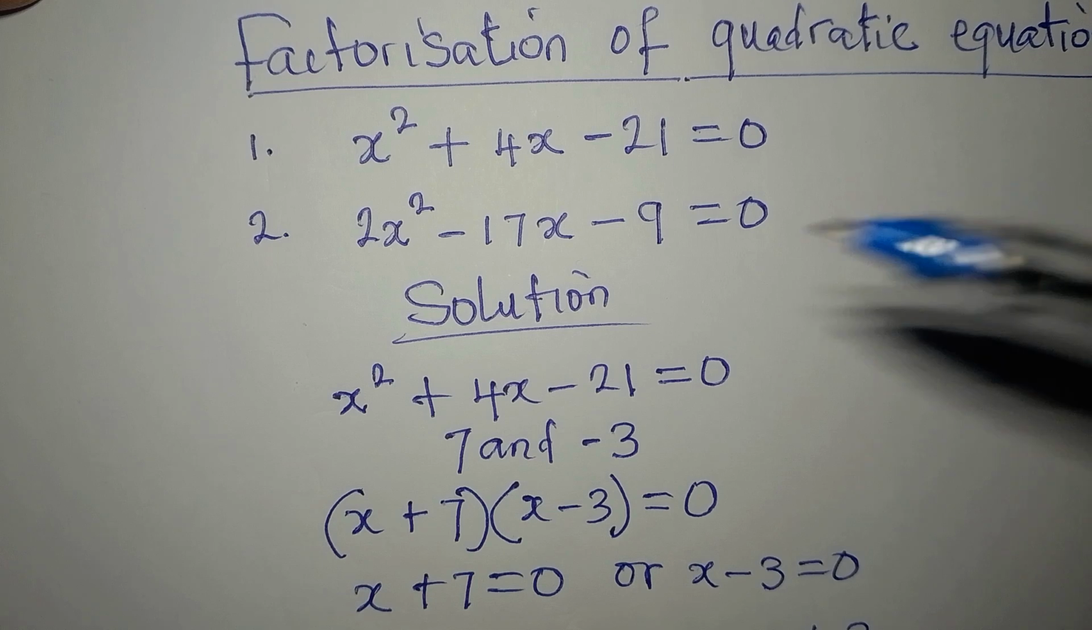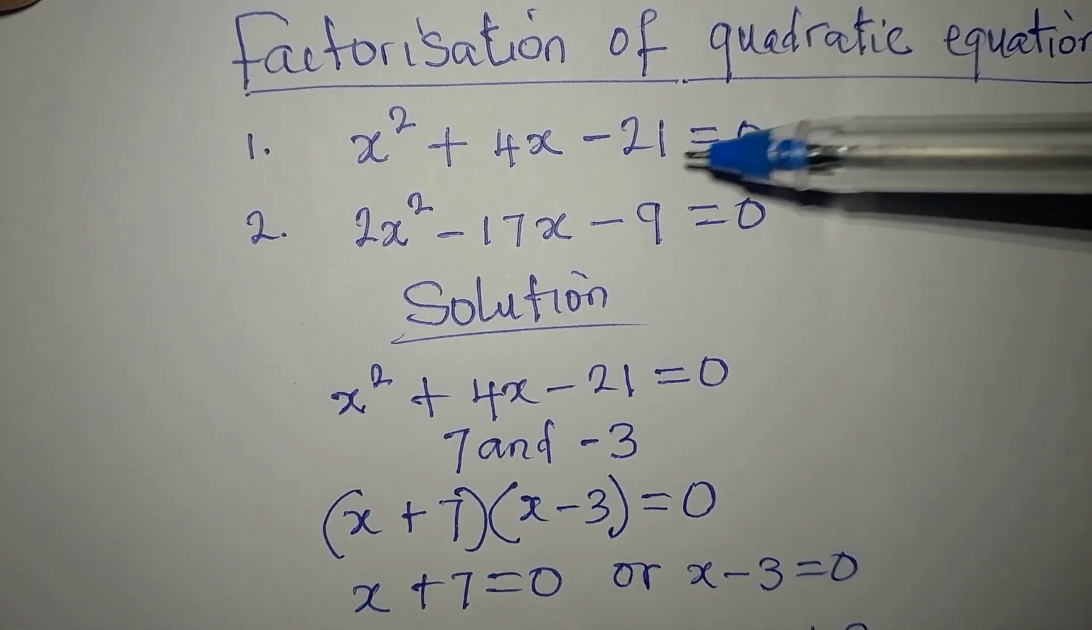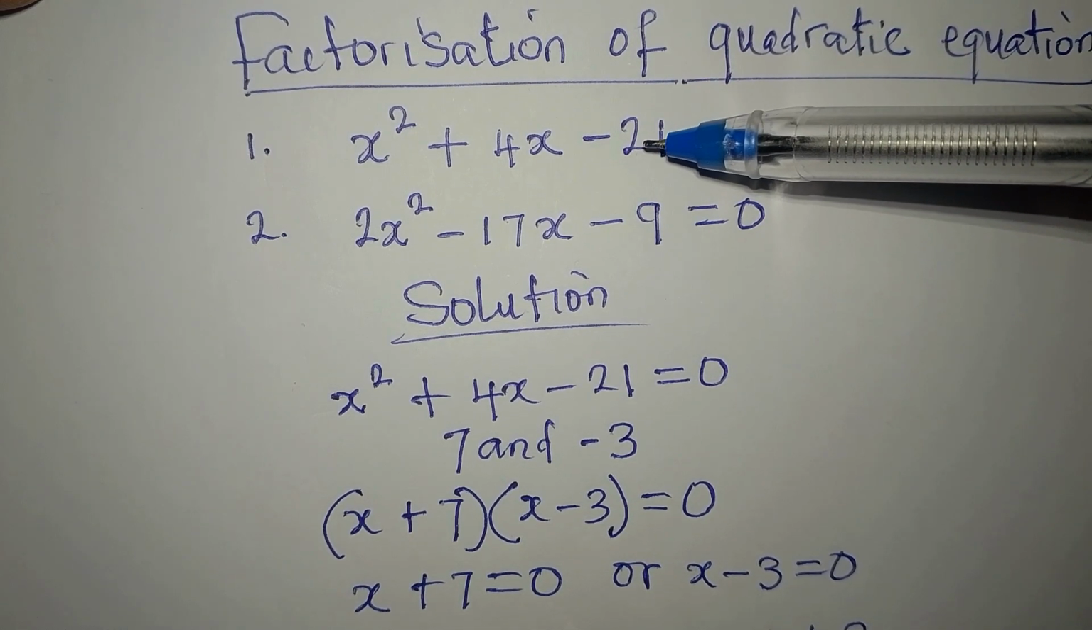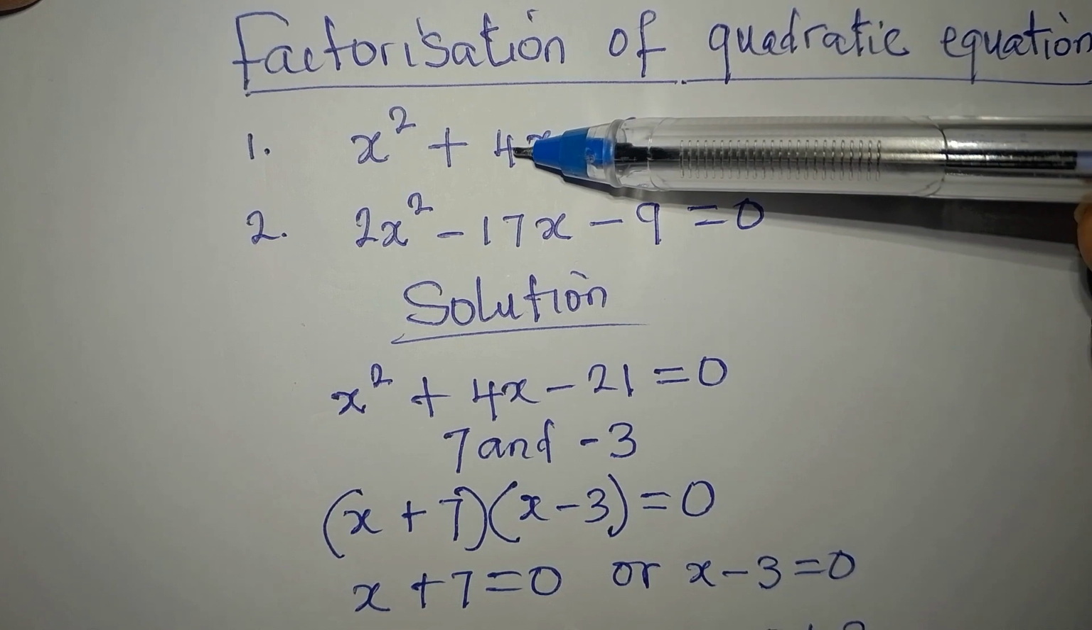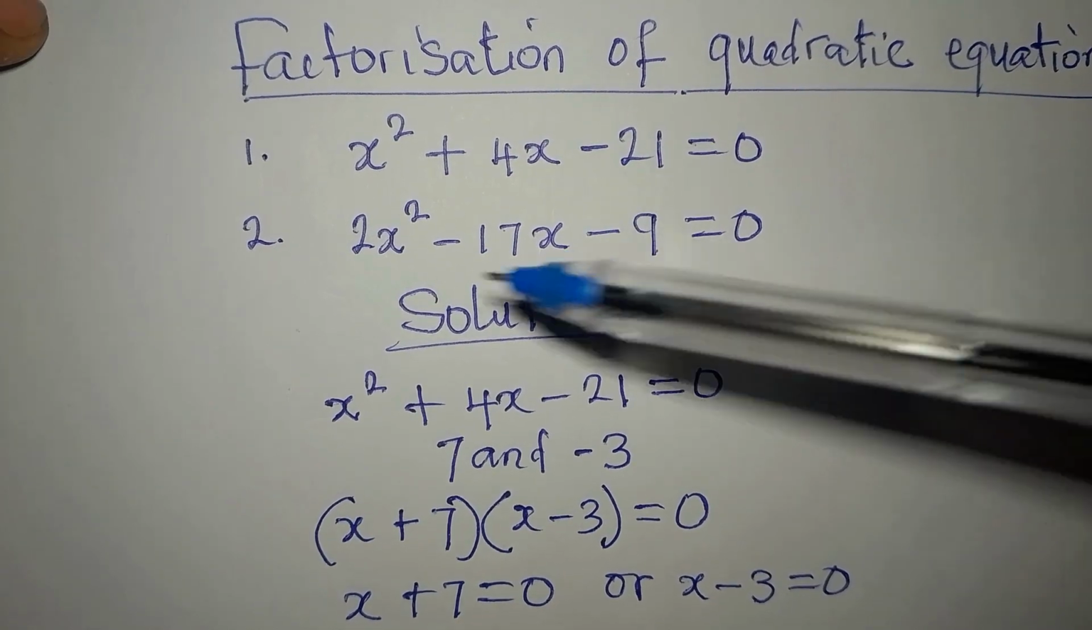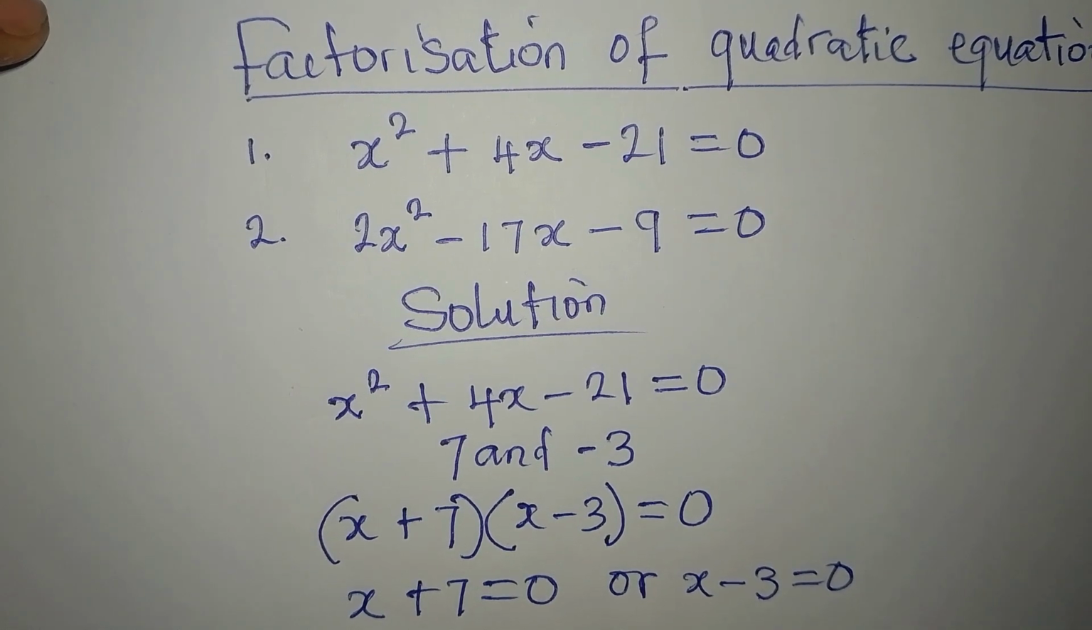If not, you will just look for two numbers, multiply to get minus 21, and you add to get 4. But in this case, you will multiply 2 by minus 9, just like I did.